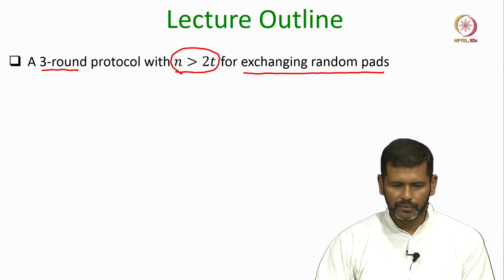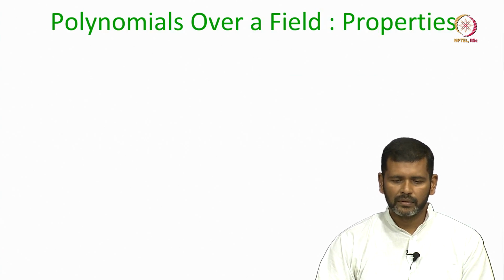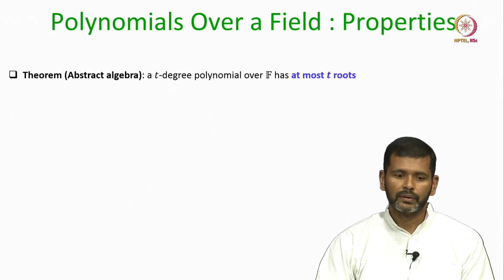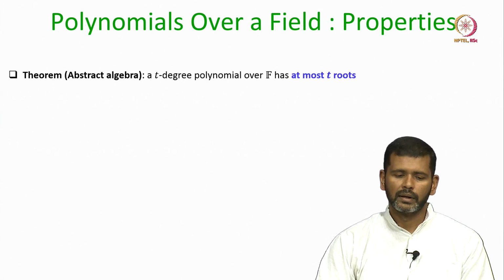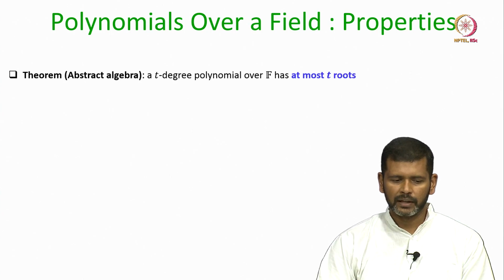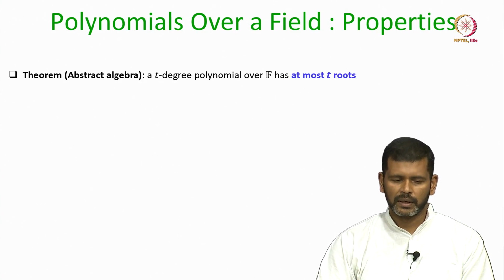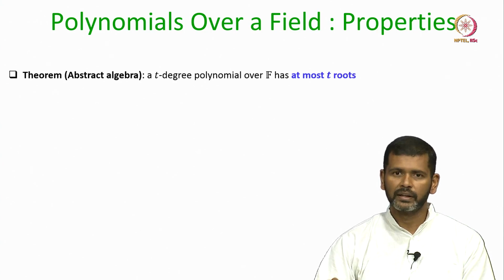Before going into the protocol for exchanging random pads, let us see some more properties of polynomials over a field. I will be just going through the properties. We will not be spending time on the proofs for these properties. If you want to see the exact proofs, you are referred to any standard text on abstract algebra or to my NPTEL course on discrete mathematics, where I do have a module on abstract algebra.